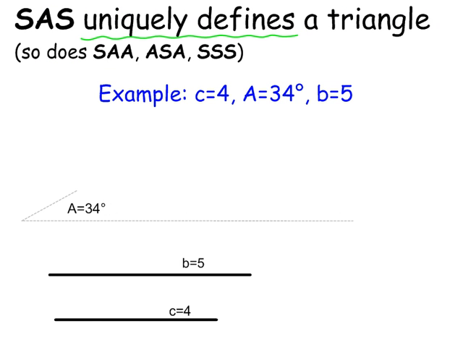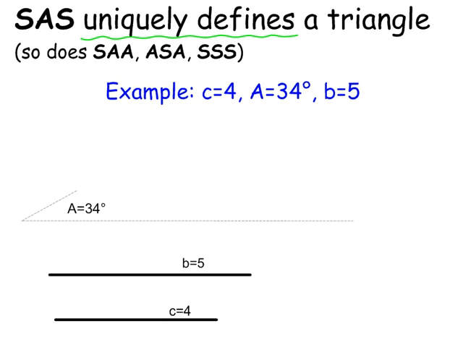Let's refresh our memory from geometry class about those four congruence conditions, or those four uniquely defining triangle conditions: SAS, SAA, ASA, and SSS. So I'll show you a quick example of the SAS case that you see here. And just to remind you how that works, we see that big A, the angle, is 34 degrees. And little b is 5 units long.